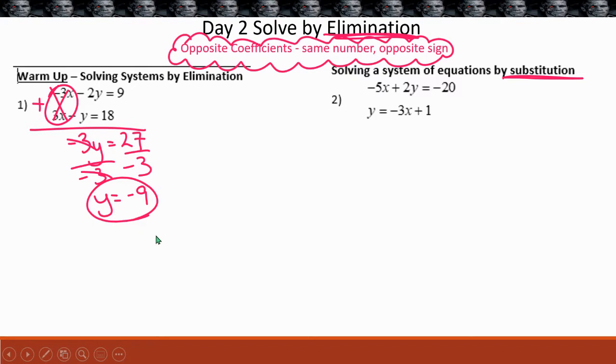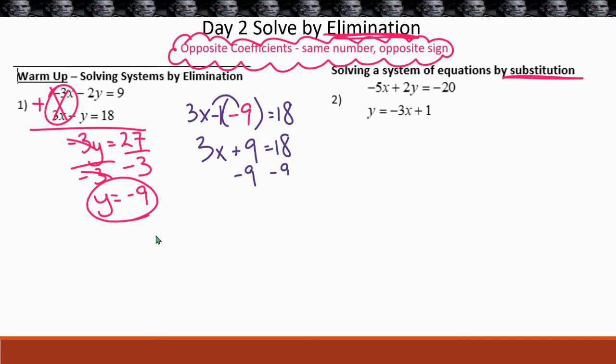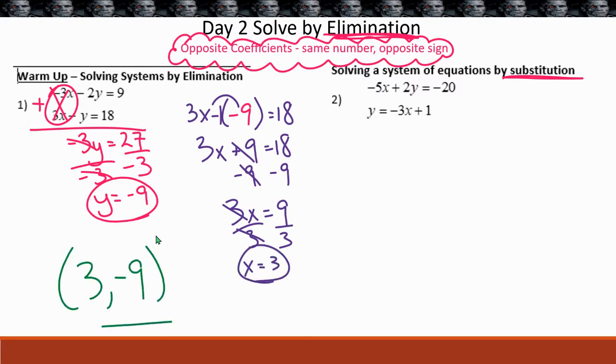Plug that back into either of the 2 original equations. I chose the second equation. Plug in negative 9, and then solve from there. So we end up with x equals 3, and our final answer would be 3, comma, negative 9. Remember, x goes first.